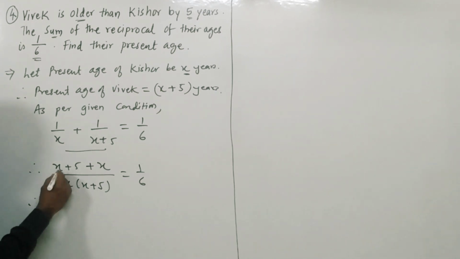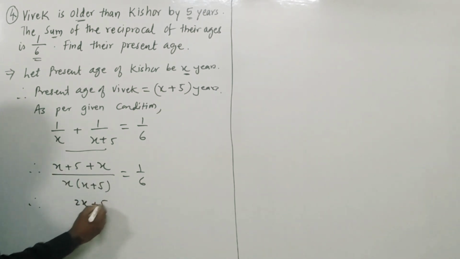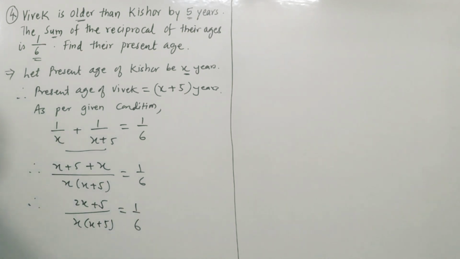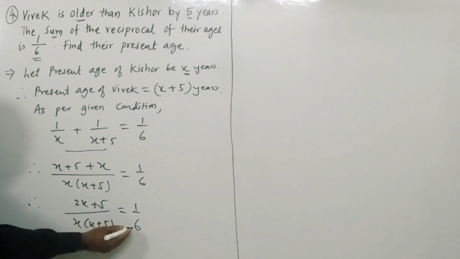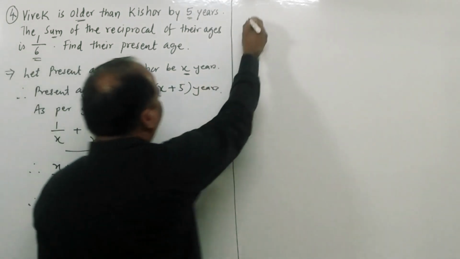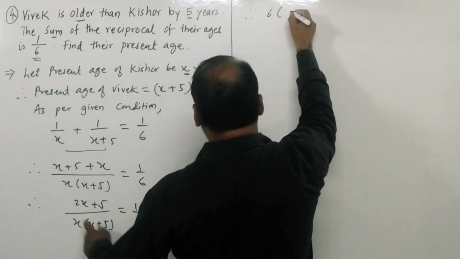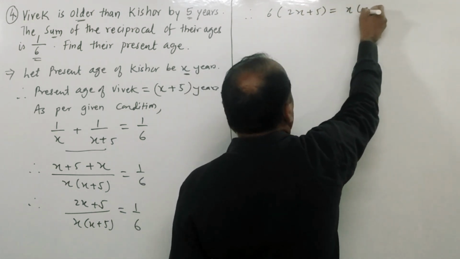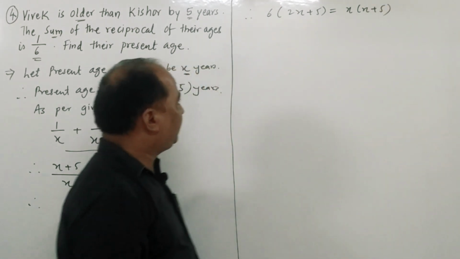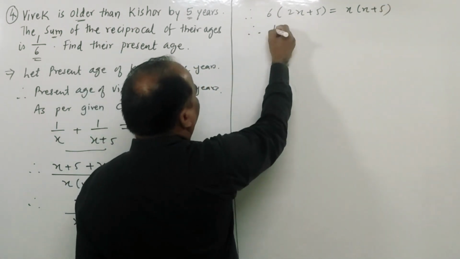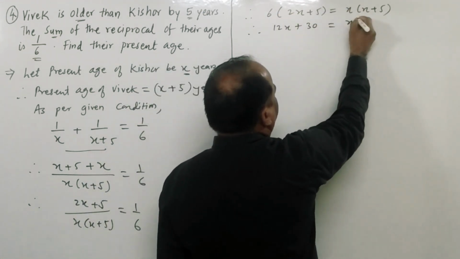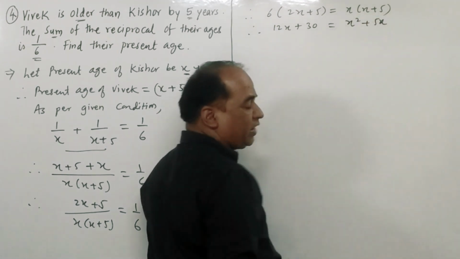Therefore, here x plus x, 2x plus 5 upon x into x plus 5 is equal to 1 upon 6. Now, do the cross multiplication here, 6 into 2x plus 5 is equal to 1 into x into x plus 5. Now, simplify this equation. So, 6 2s are 12x plus 6 5s are 30 is equal to x into x, x square plus 5 into x, 5x.